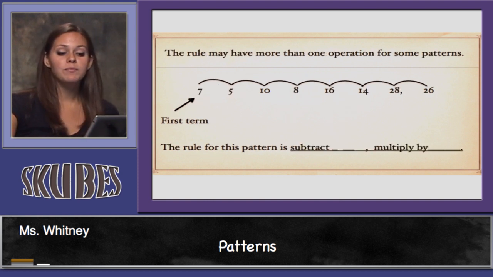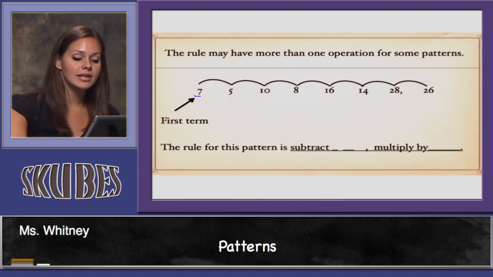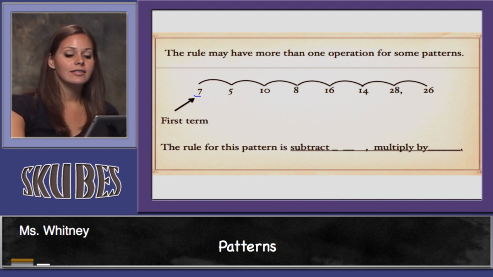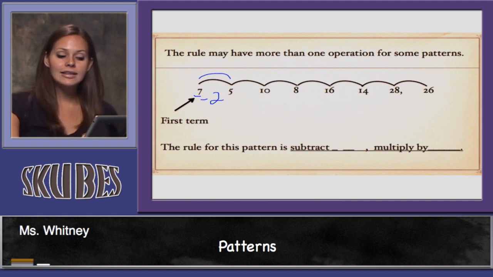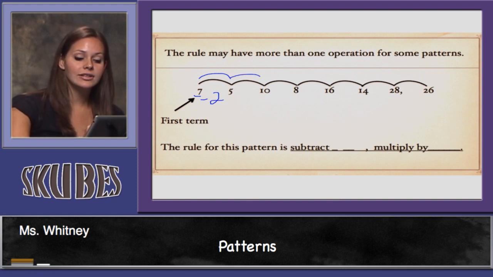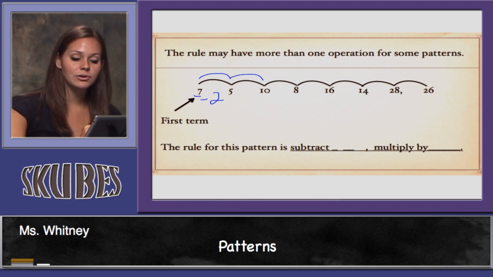The rule may have more than one operation for some patterns. Let's look at this pattern. The first term is 7. The next term is 5. To get from 7 to 5, I subtract 2. Next, I go from 5 to 10. From 5 to 10, I can either add 5 or multiply by 2.